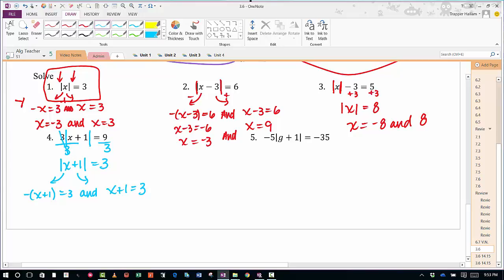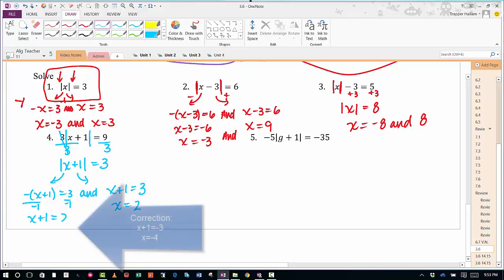Let's solve the one on the right because it's pretty easy. I'm going to subtract 1 from both sides. So I'm going to find out that x equals 2. That's one possible solution. I'm going to go ahead and divide this negative off to the other side. And so I'm going to find out that x plus 1 equals negative 3... then I'm going to subtract 1 from the other side. So I'm going to find out that x equals 1. So my two possible solutions are x equals 1 and x equals 2.